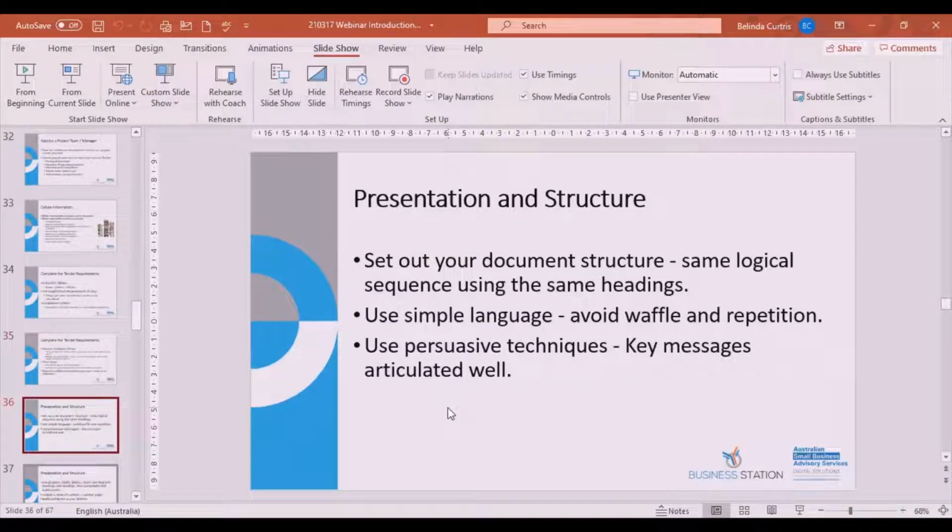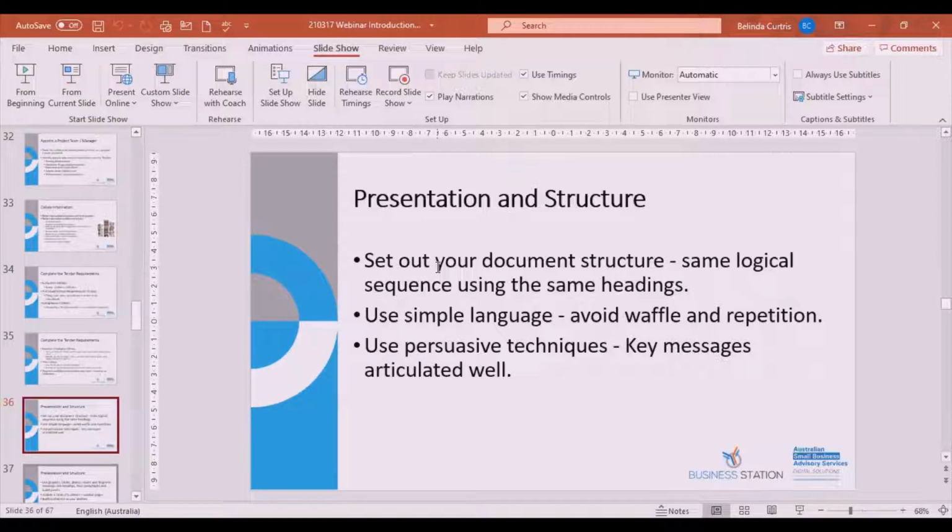So in terms of presentation and structure, in writing your document, there'll generally be a template that you have to fill out. So set out your document structure in the same logical sequence as that template. Use the headings that they use as your headings. You need to make it simple and easy for the reader to find the information they need to make an informed decision on who should be the supplier.